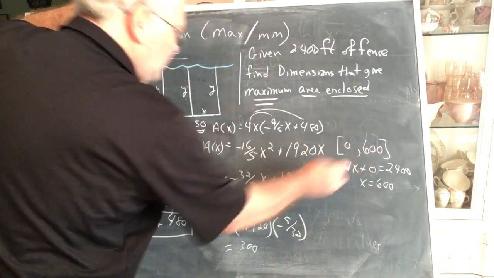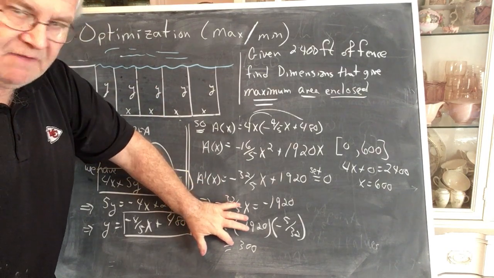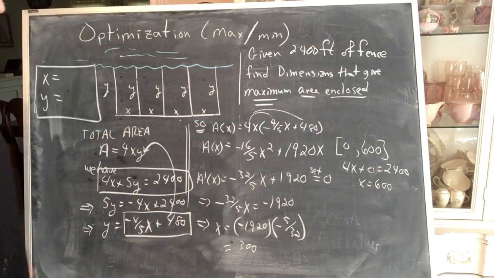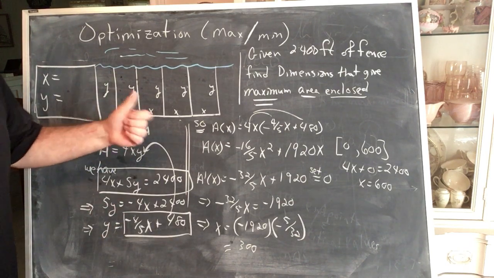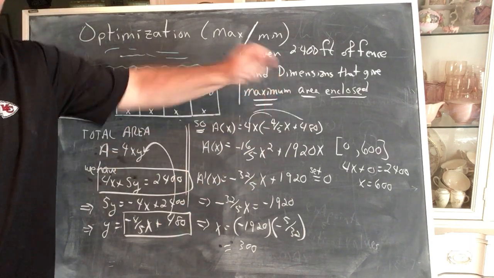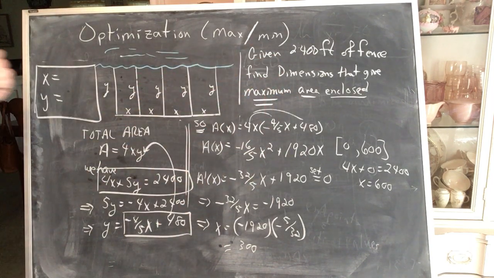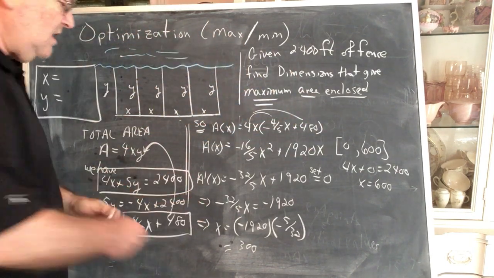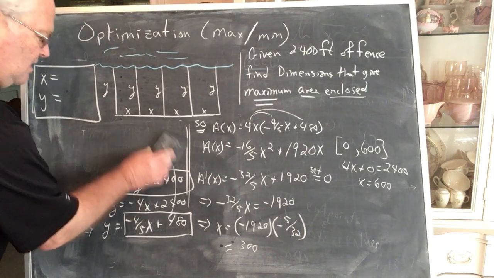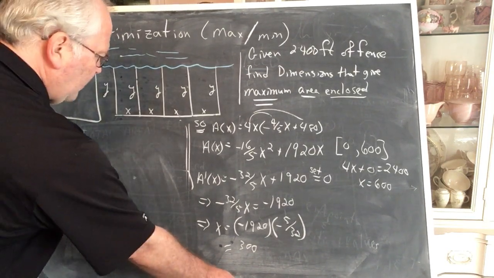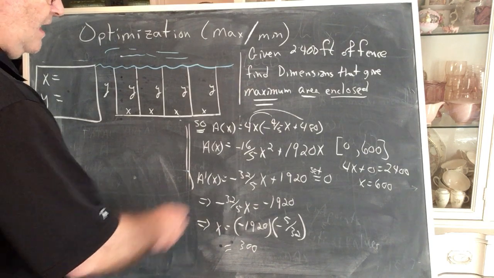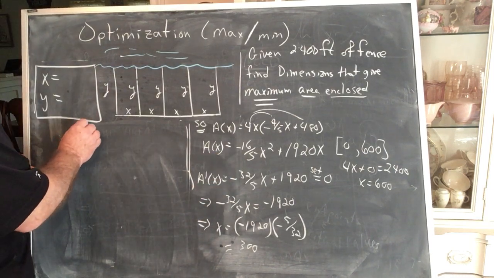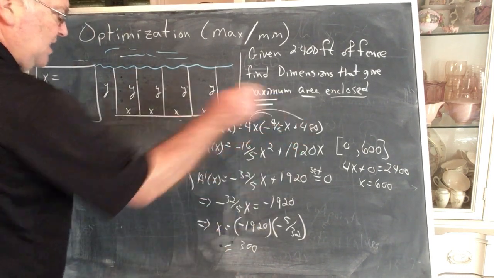300 is in the interval of interest. Any value you achieve that is not in the interval of interest must be discarded. So the only three possible values, I'm going to run out of space here, the only three possible values are 300 and then the two endpoints. So we have set up the function, we have found the interval, we have found the critical values, and so now we evaluate the original area function at 300, at 0, and at 600.